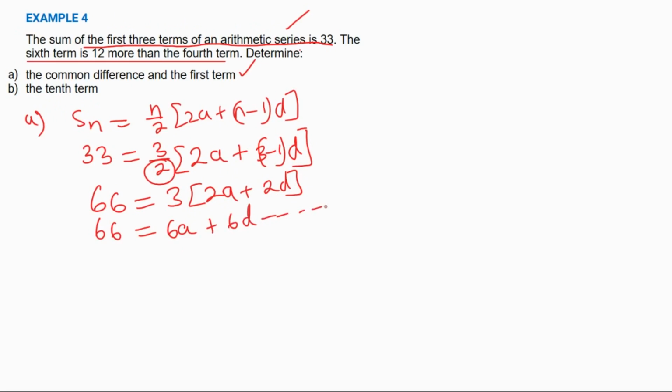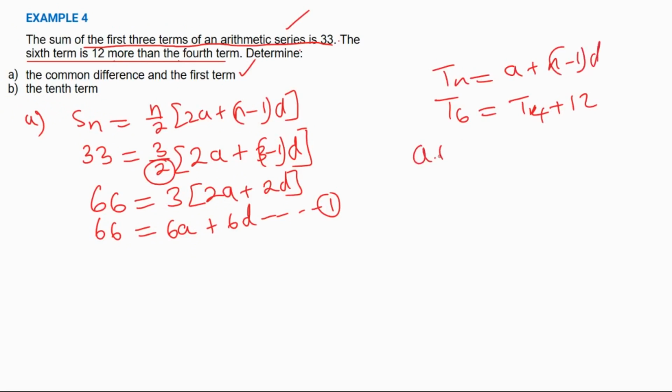Let's make this equation 1. And then the second piece of information says the sixth term is 12 more than the fourth term. T6 is equal to T4 plus 12, because the sixth term is 12 more than the fourth term. From Tn is equal to a plus (n minus 1)d, T6 is a plus 5d, because 6 minus 1 is 5. a plus 5d is equal to T4, which is a plus 3d, plus 12.